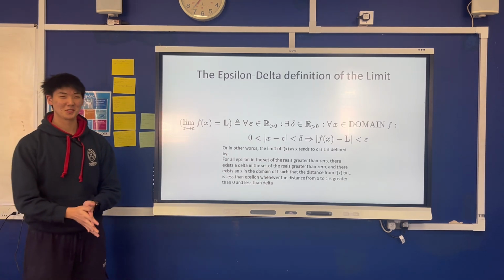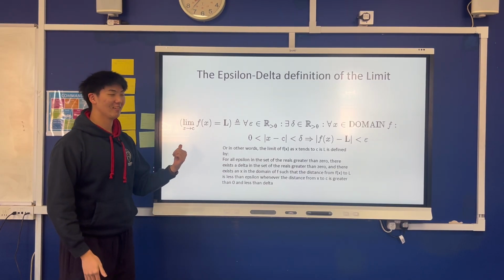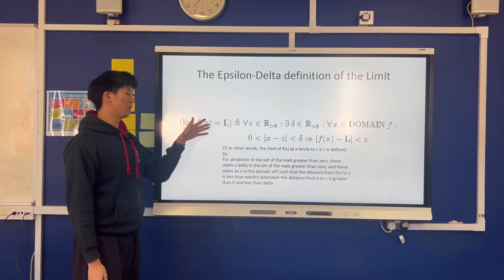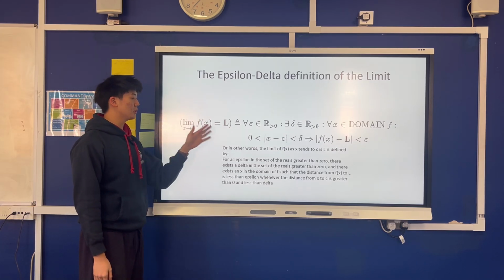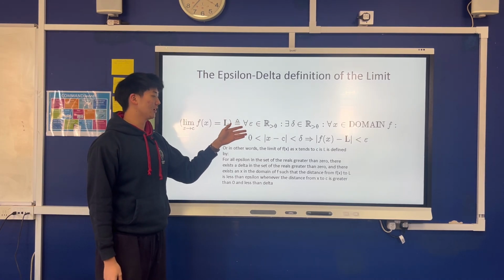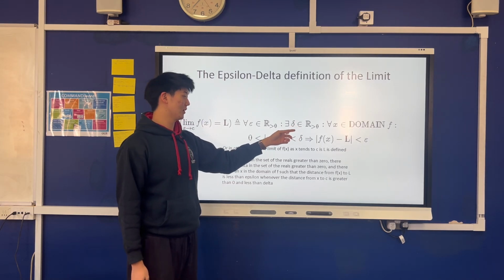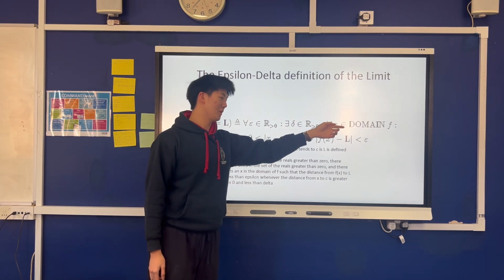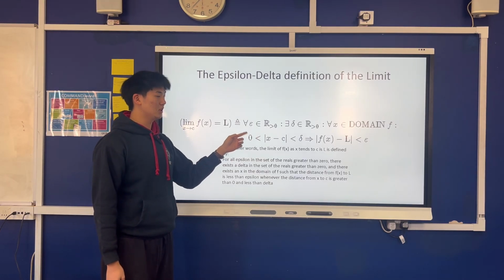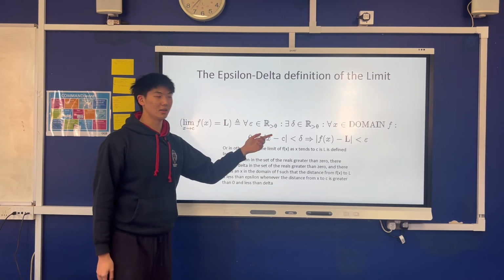Now, what I really wanted to get onto was the epsilon delta definition. This is really long. I'm just going to say it. So the definition, the limit of f of x as x approaches some constant c equals L is defined by, for some epsilon in the reals greater than 0, there exists a delta in the reals greater than 0 for all x in the domain of f such that the distance from x to c is less than delta. It implies that the distance from f of x to L is less than epsilon.